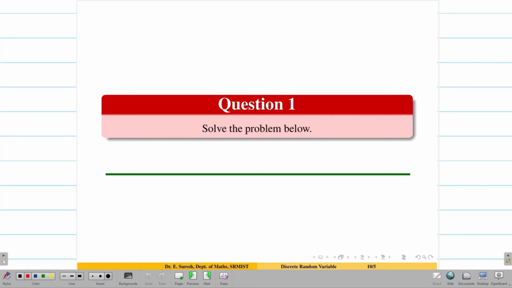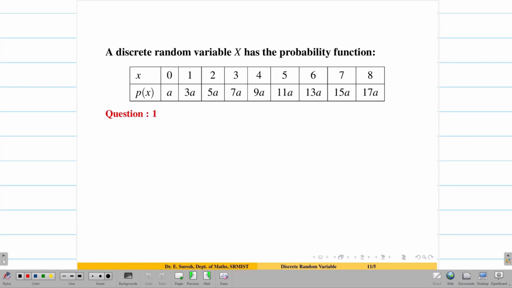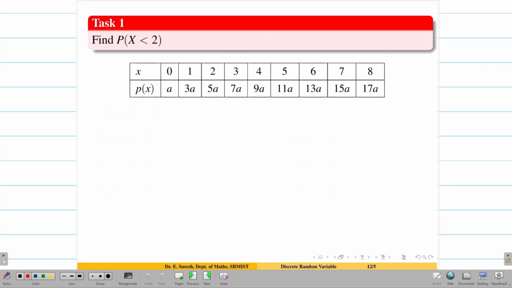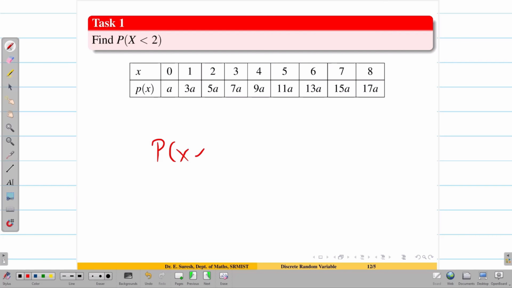What are all the different kinds of questions they are going to ask with this table? They can ask like probability of X less than 2, less than or equal to 2, greater than 7, greater than or equal to 7, etc. Now let us see how to tackle this. The first task is to find the probability of X less than 2. Probability of X less than 2 means, from the question you can easily see, we have only two values, 0 and 1.